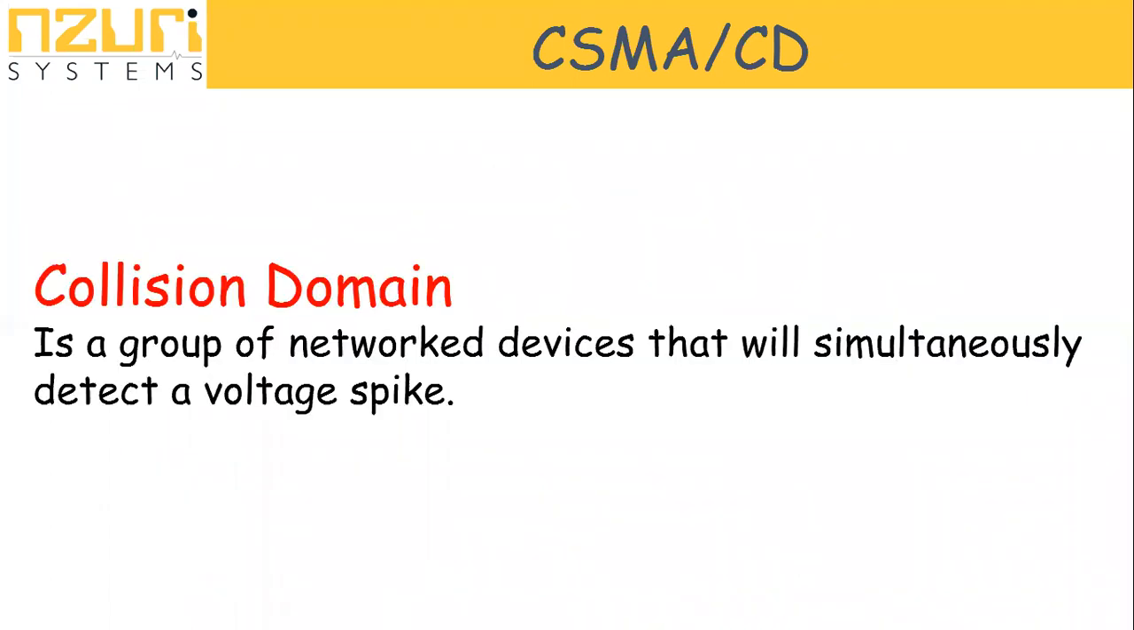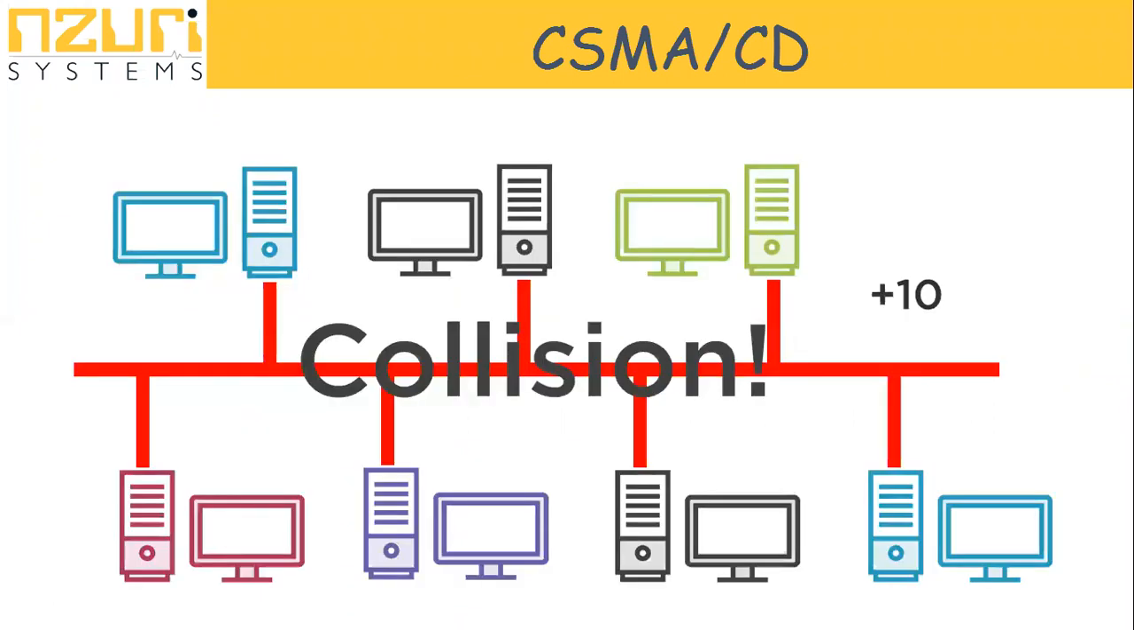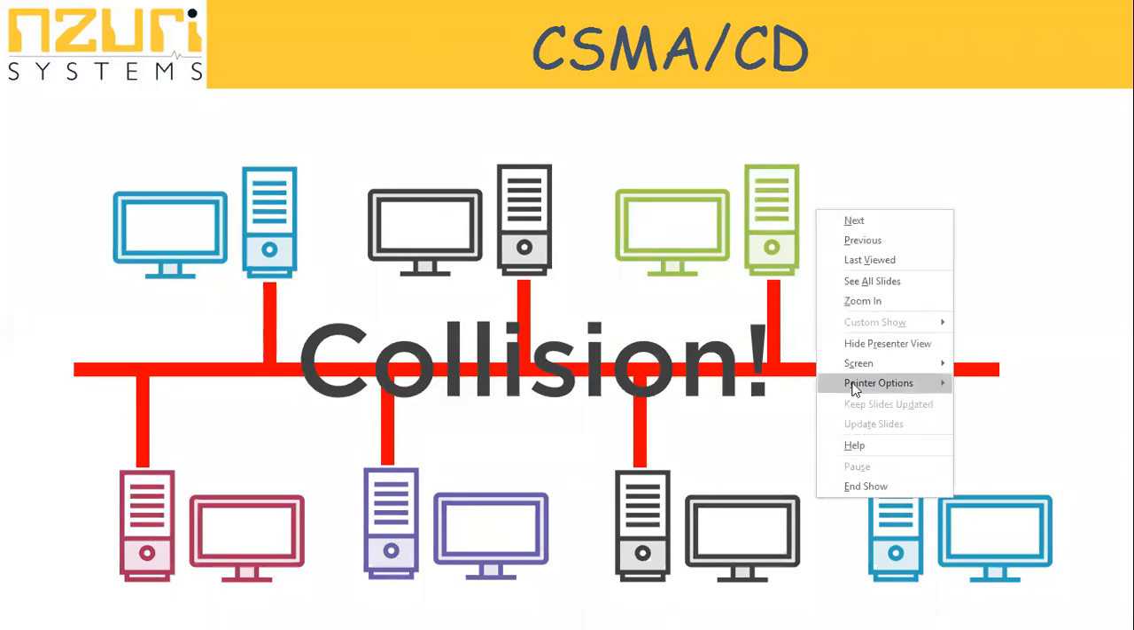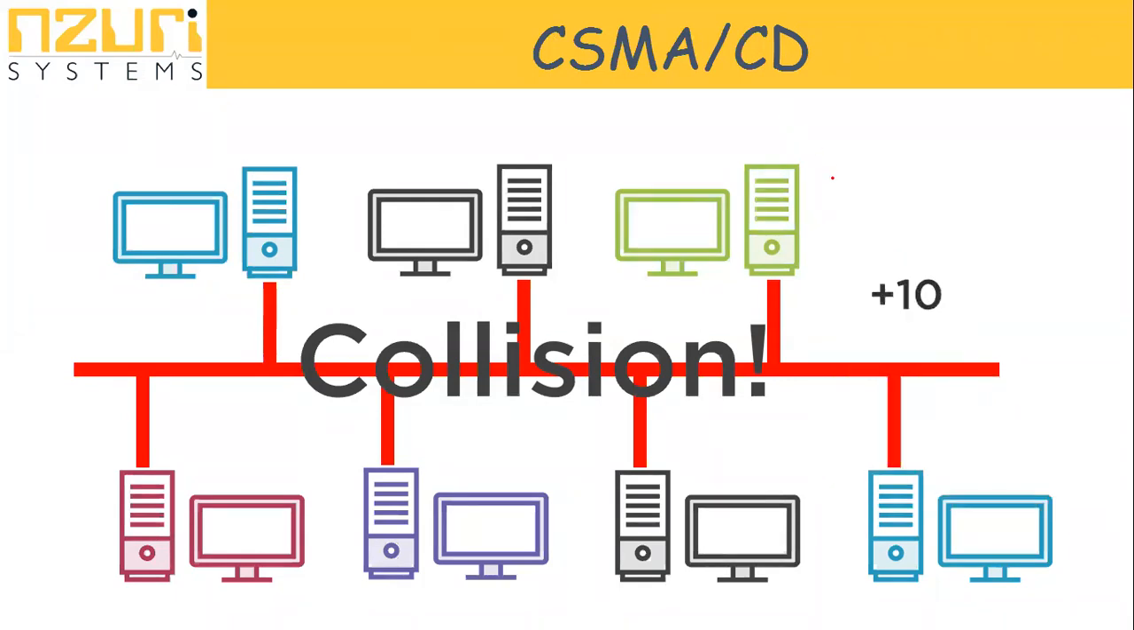Now, when a collision happens, we say a collision domain is a group of network devices that would simultaneously detect a voltage spike. So the moment the two of them send, they are basically going to create that collision. And this is the rule: when a collision occurs, they will both cease the data transfer process. It means this guy will stop sending, this guy will stop sending. And what CSMA will do is reset their timers. So it might choose to give this guy maybe 10 milliseconds, and then maybe for this guy, it might give 5 milliseconds.